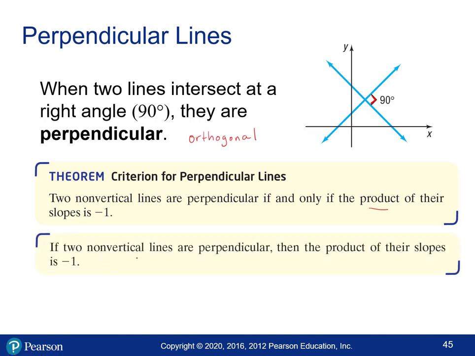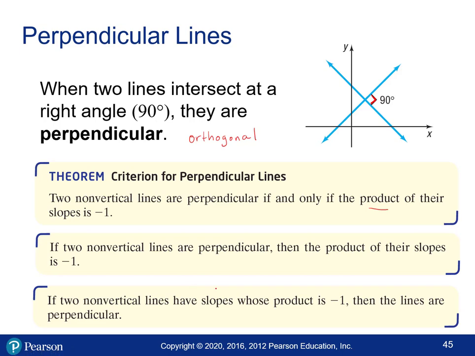So if two non-vertical lines are perpendicular, their product of their slopes is -1. And if two non-vertical lines have slopes whose product is -1, then they're perpendicular. So this is the whole if and only if part. If they're perpendicular, then their slopes are -1 when you multiply, and then vice versa. If their slopes multiply to -1, then they're perpendicular. Okay, so these are just the same sentence, just broken into two parts as the original sentence.